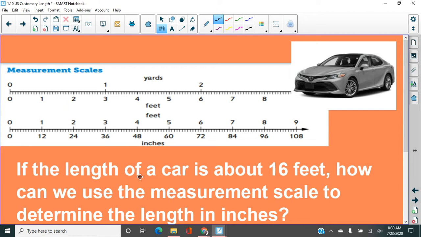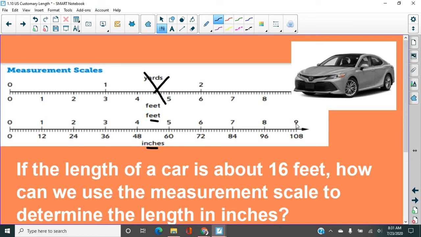The length of a car is about 16 feet. How can we use the measurement scale to determine the length in inches? So again, I want feet and inches, not yards and feet. So I'm going to go to 16. 1, 2, 3, 4, 5, 9, 10. Uh-oh, it's not on here.